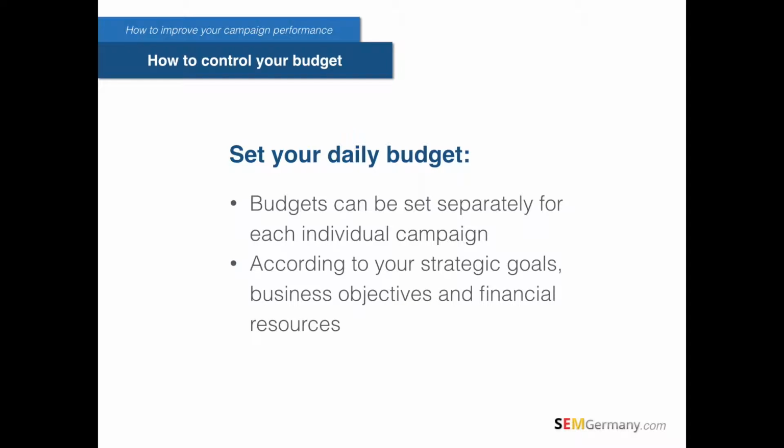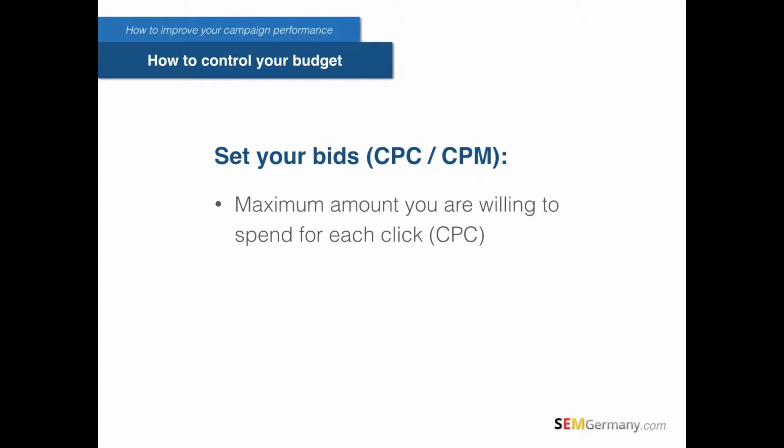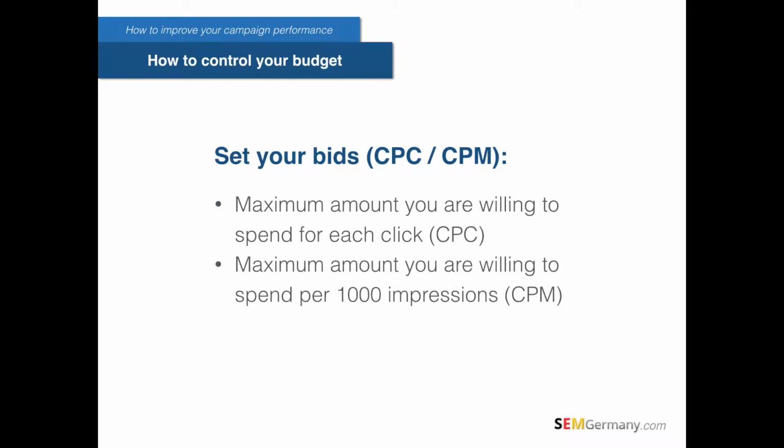The next area where Google lets you take full control over your spendings is your bid settings. Remember what you set here as your maximum cost per click, or CPC, is the maximum amount you're willing to spend for each click. Or in case you're advertising on the display network and choose CPM bidding instead, it's the maximum amount you're willing to spend per 1,000 impressions. Understanding this concept is crucial if you want to run a successful campaign, because your return on investment will be highly influenced by your bid settings.